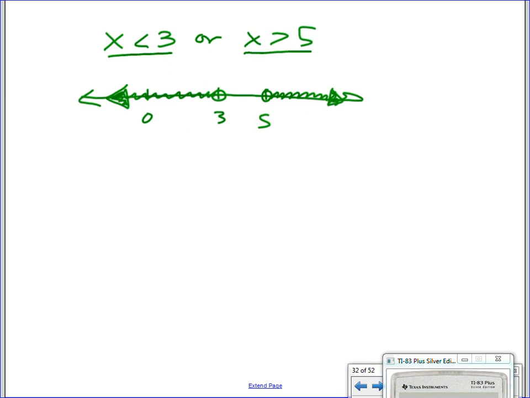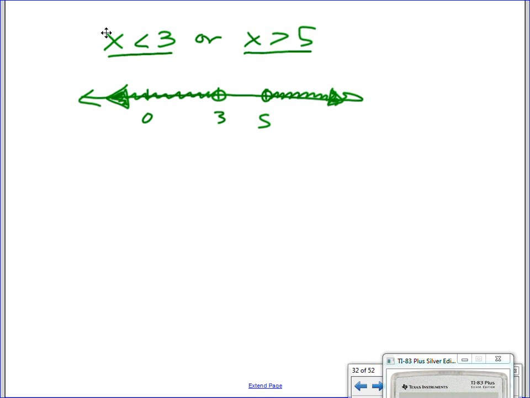Now, x is less than 3 or x is greater than 5 is as far as you can go with this kind of inequality. You cannot put them together into a single inequality. If you do, it is wrong. So please take care not to do that.